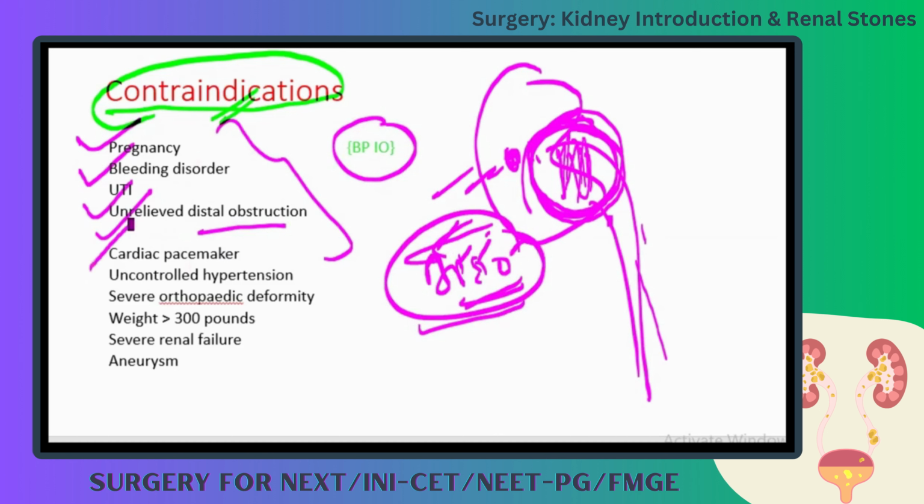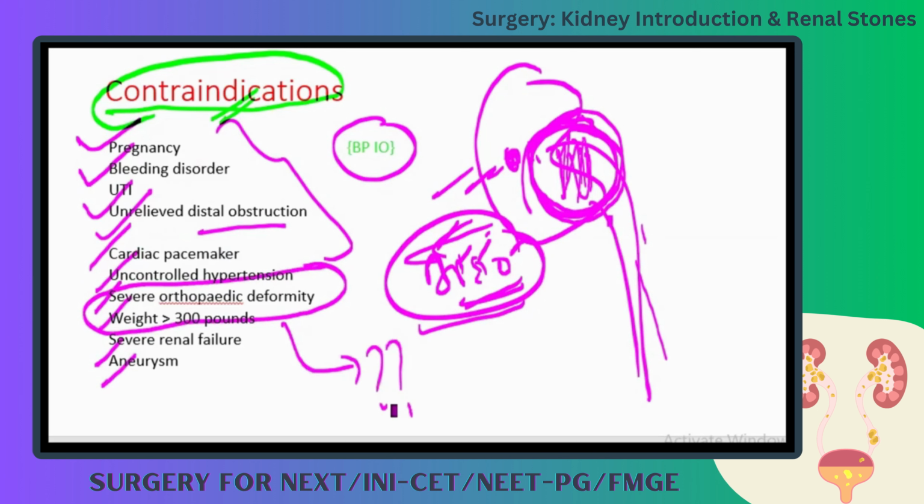And if the patient is having a cardiac pacemaker, uncontrolled hypertension, obesity, severe renal failure, aneurysm, or severe orthopedic deformity. They ask this: why orthopedic deformity? If the patient is having a severe orthopedic deformity, ESWL is contraindicated. Why? Due to fractures. Sorry?